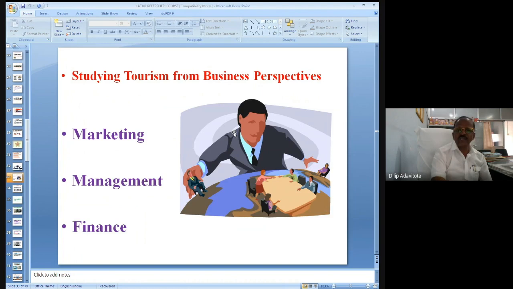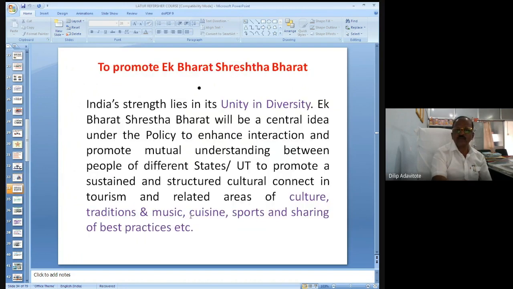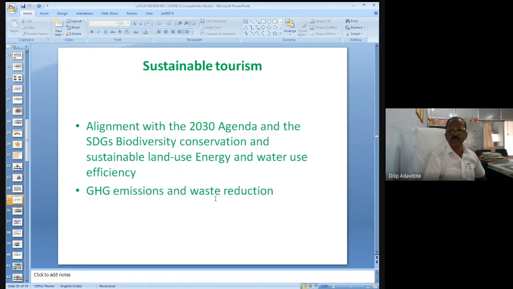Then one who wants to study tourism in depth from a business perspective must concentrate on marketing, management, and finance. These are the issues where one can concentrate. To promote this, Ek Bharat, Shrestha Bharat, as we talk about unity in diversity, we are looking at one culture and another, traditions, national sports. We have to share best practices across the globe, and we promote this, Ek Bharat, Shrestha Bharat. Then only is tourism development moving fast. Otherwise, it requires time to develop.